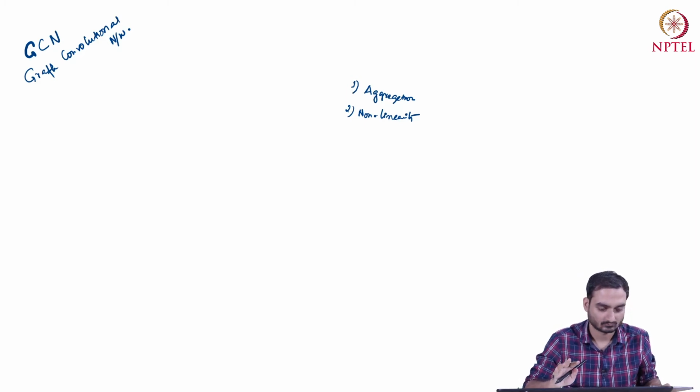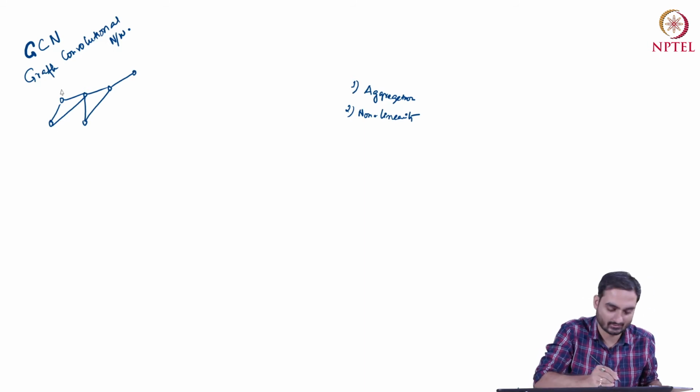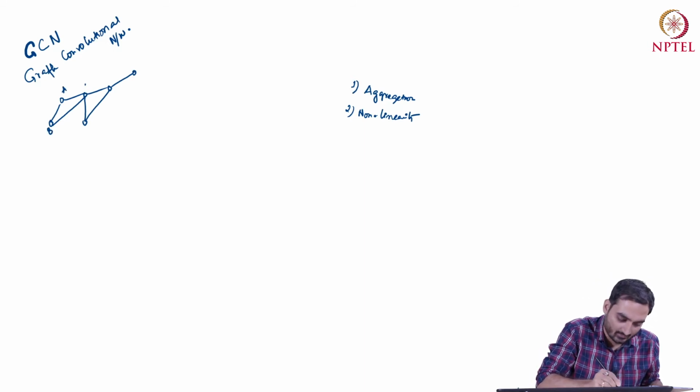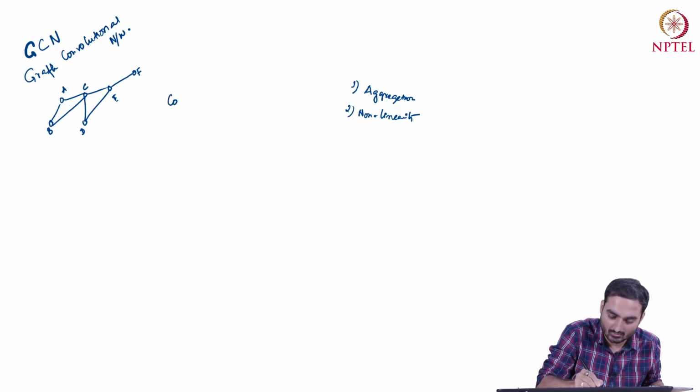So, what we do here is, the neural network that we create would be driven by the topological structure of the graph. Let us say you have a graph like this, say A, B, C, D, E, F. For every node, we will first create something called a computational graph.